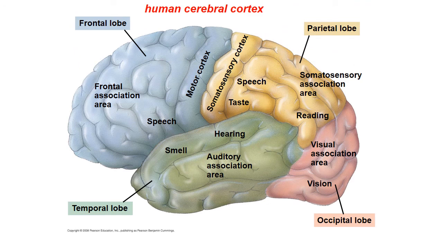The frontal lobe is responsible for abstract thinking. The temporal lobe is responsible usually for smell, hearing, and auditory functions. The parietal lobe is responsible for sensory functions and also for speech. And then the occipital lobe is responsible for vision.